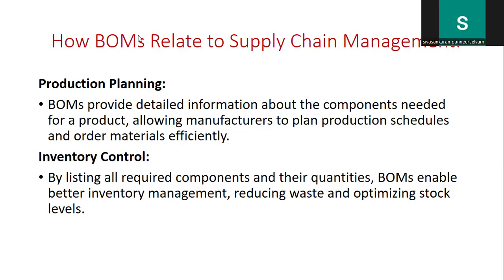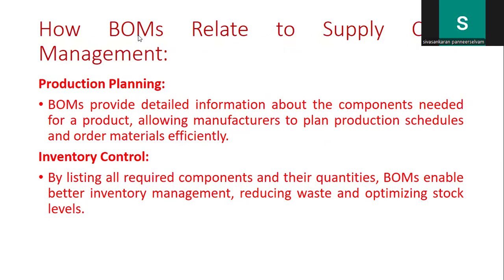Next one is inventory control. Listing the required components in the shop and identifying the quantities required according to the inventory. So we have to propose the bill of material as per the inventory management such that materials will not be wasted. Using the minimum amount of raw material required, we can make the final product by optimizing the stock position in the inventory without much wastage.